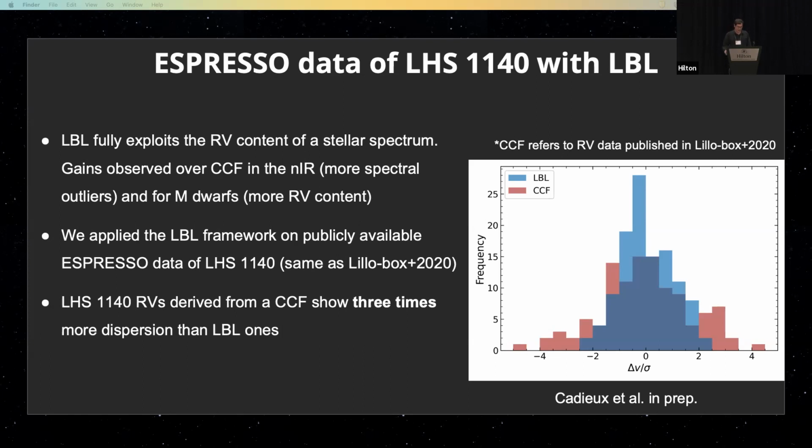As you can see in this figure, it's the normalized error. You can already see that the distribution from LBL in blue is more Gaussian-like. But CCF, you can see that there are some outliers that are a few sigma away from the mean.